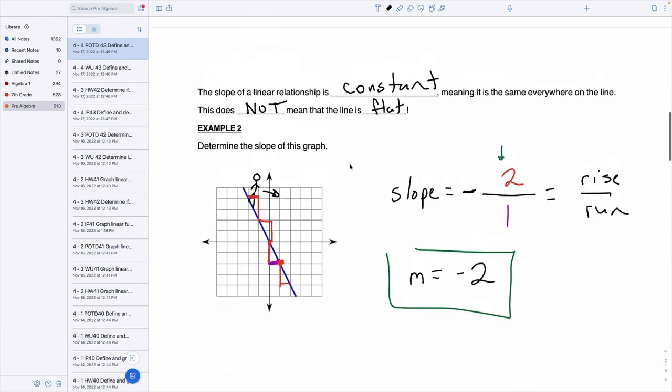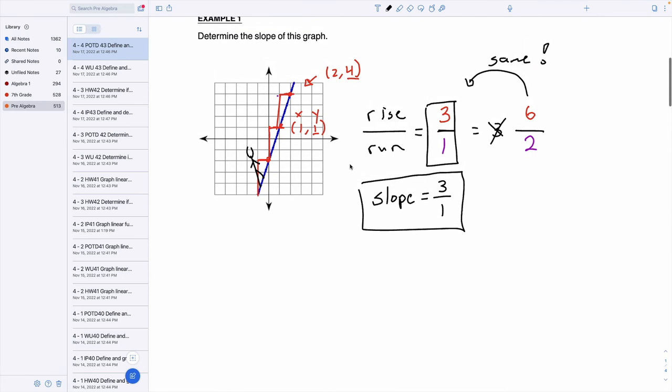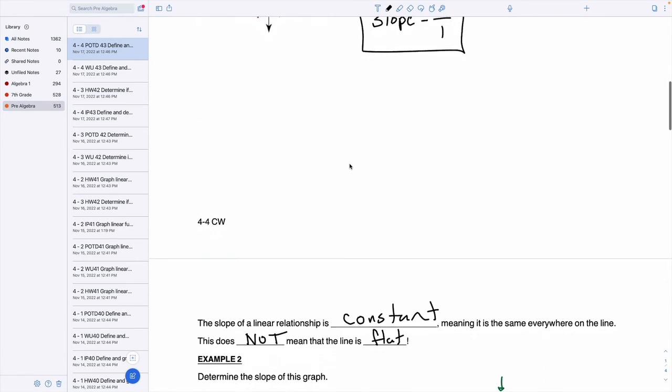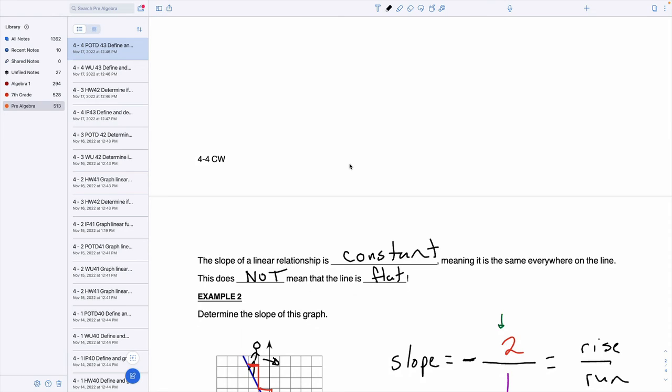Where at? That's why I didn't put m equals 3. Technically, it's 3 over 1. Yeah, it equals 3. It's the same thing.